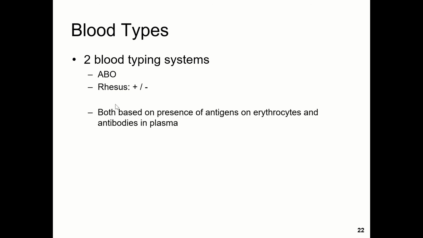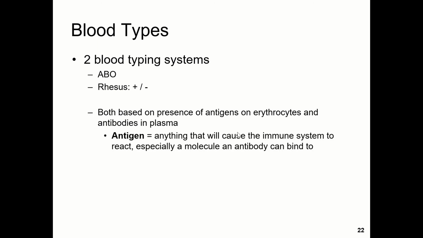All right, so both of these typing systems are based on the presence of antigens on the erythrocytes and antibodies in the plasma. Okay, what do these terms mean? All right, so an antigen is anything that causes a reaction from your immune system. So anti meaning against and gen meaning creation. So it creates a reaction against itself. Especially, these are molecules that an antibody can react to or can bind to.